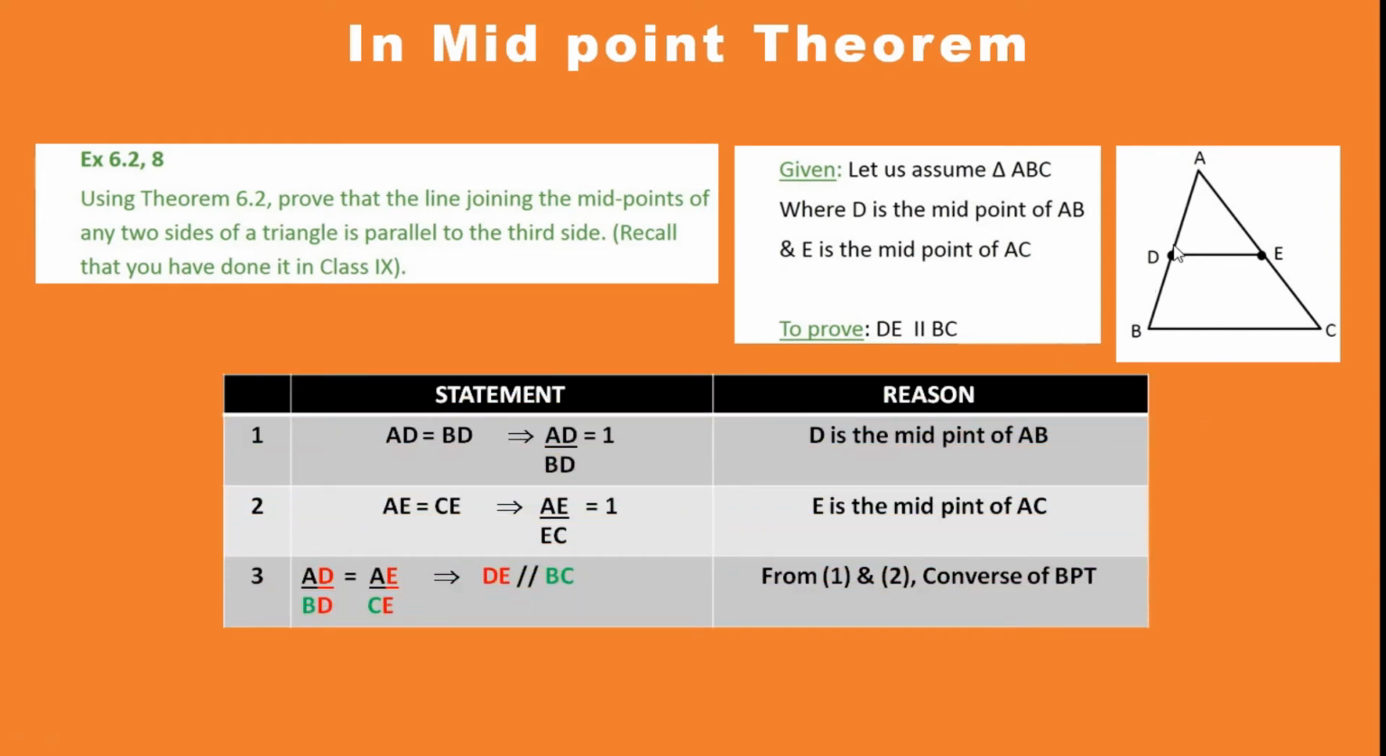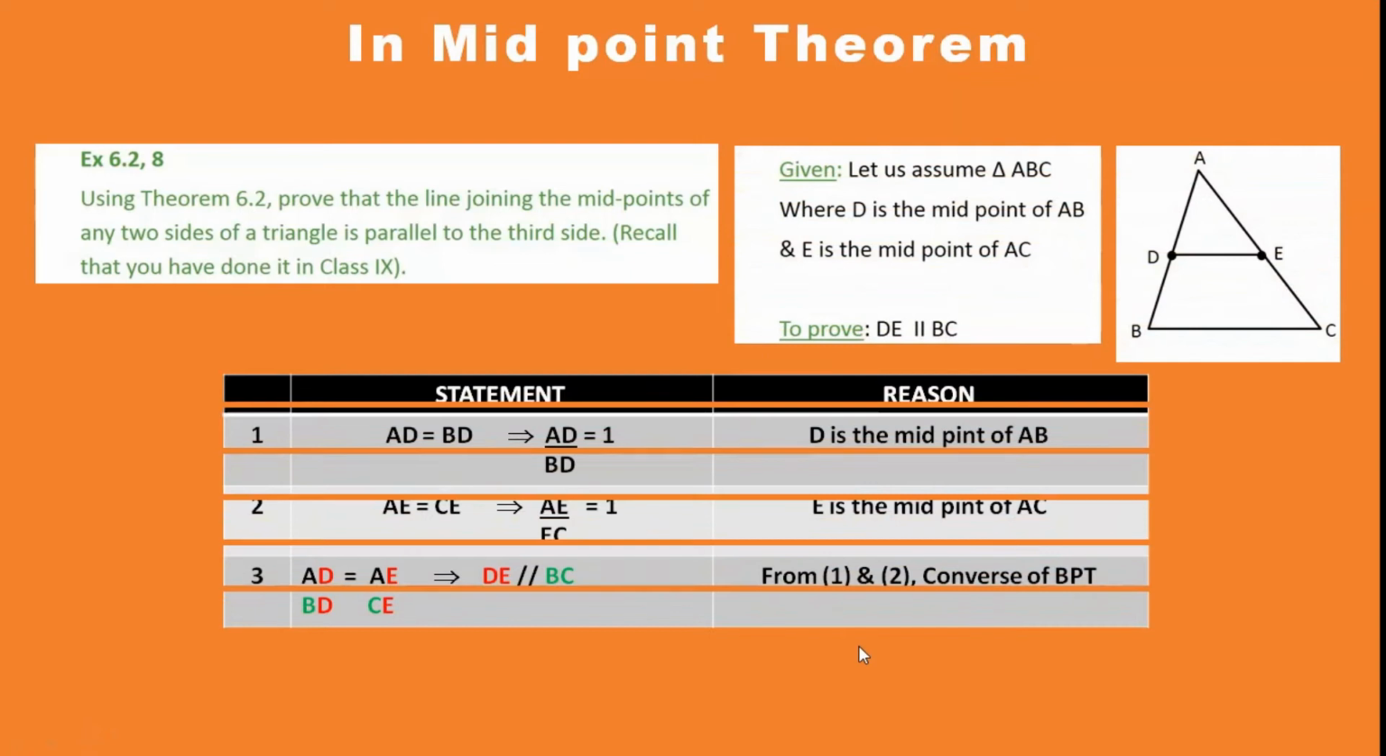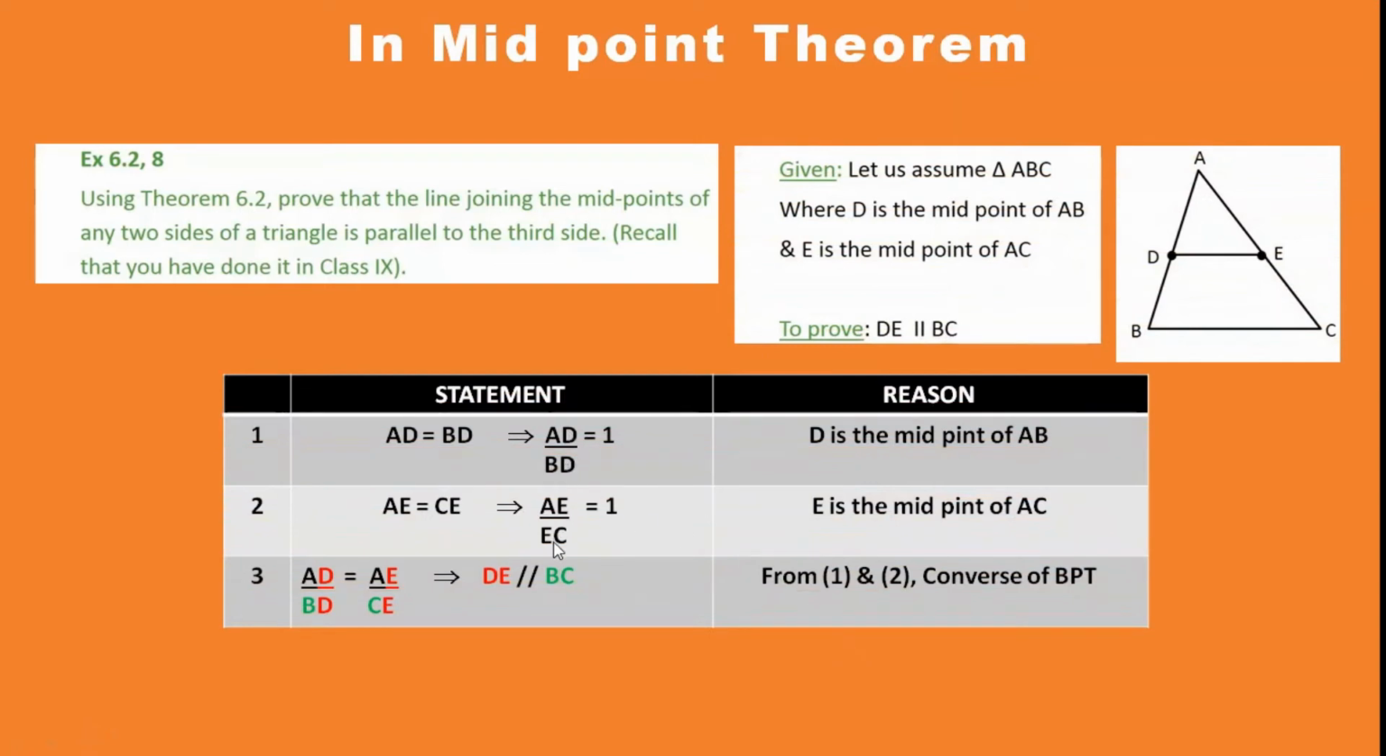It is given to us that AD is equal to DB. Dividing by BD, we get AD upon BD is equal to 1. It is also given to us that E is the midpoint of AC. Hence, AE upon EC becomes equal to 1. Now, looking at statements 1 and 2, both these ratios are equal to 1. Since both the ratios are equal to 1, they become equal to one another. So AD upon BD becomes equal to AE upon EC.